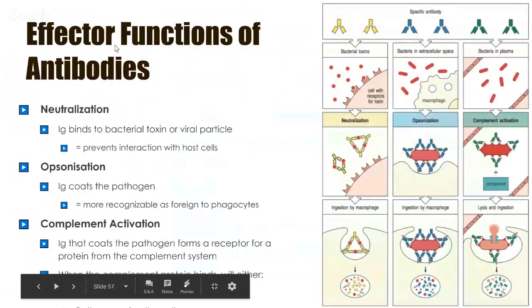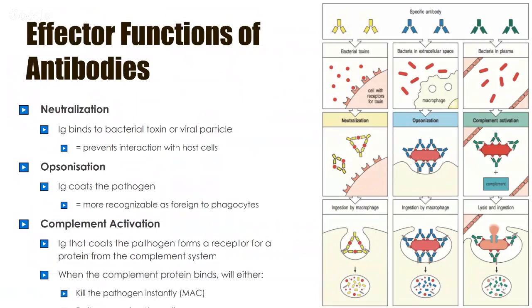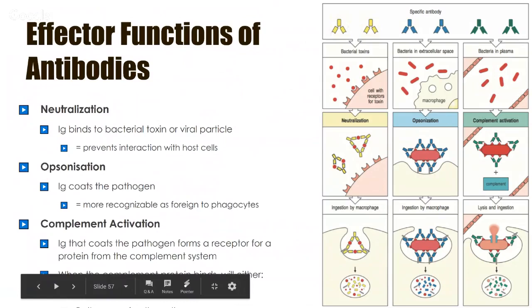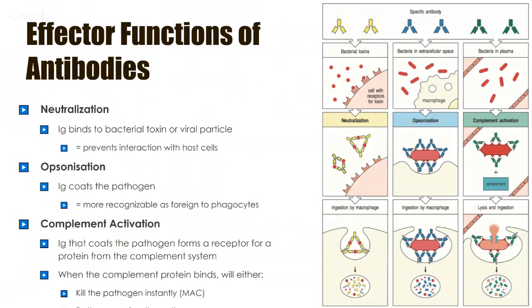So as we mentioned, they can either neutralize or they can help with opsonization and also activate complement pathways. So neutralization, they bind to viral particles and prevent interaction with host cells. So they are effectively neutralized. If they can't do that, they basically coat the pathogen, and your other cells then detect this Ig and say, okay, this pathogen is coated with this, we need to destroy this, and that's how that takes place. Or you have your complement activation through your C3 and your C4 complement pathways, which we discussed earlier.